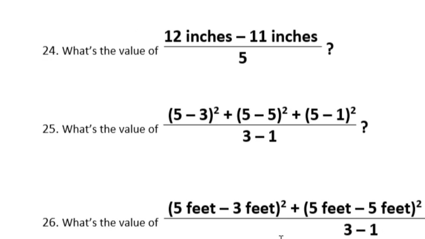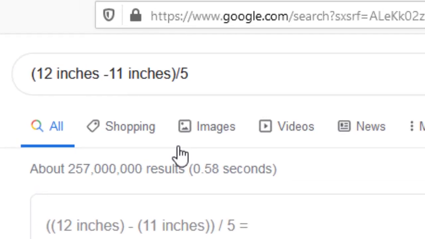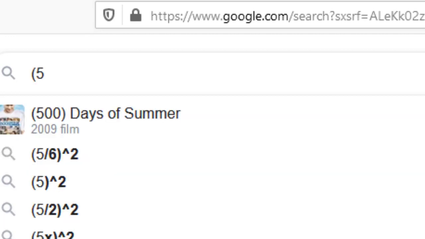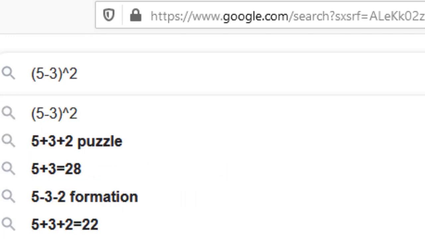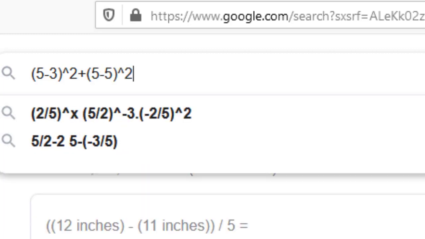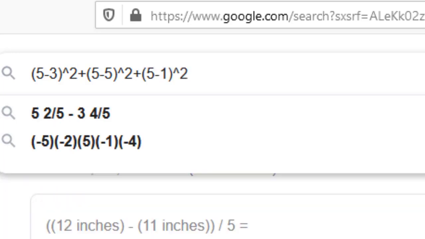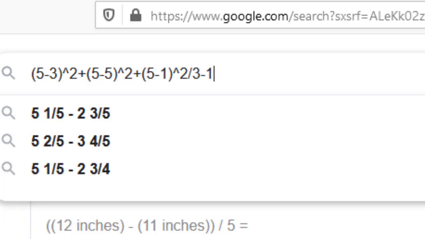All right, this next one has no units. It's just this mathematical expression. Now, I'm going to try typing that in. 5 minus 3 squared. That's how you do 5 minus 3 to the second power. Plus 5 minus 5 to the second power. Plus 5 minus 1 to the second power. Divided by, I think it was 3 minus 1, right? Yep, 3 minus 1. Now, we know what this is supposed to equal. This is supposed to equal 10.